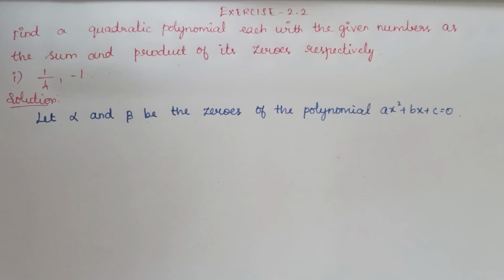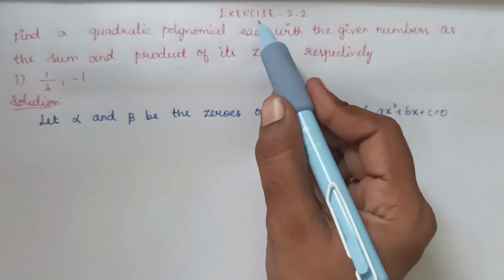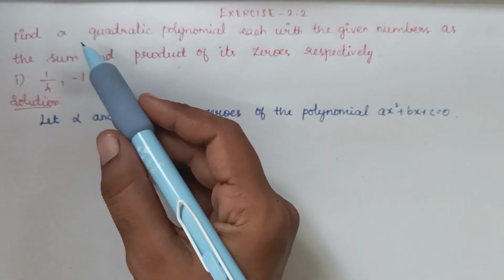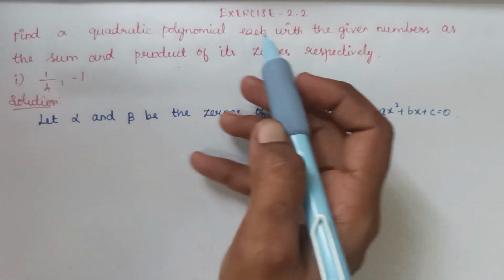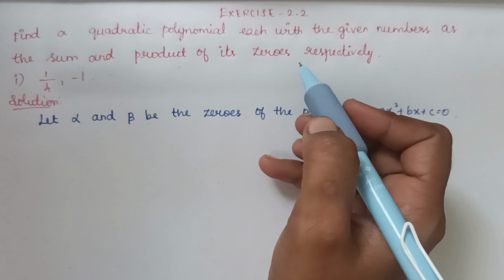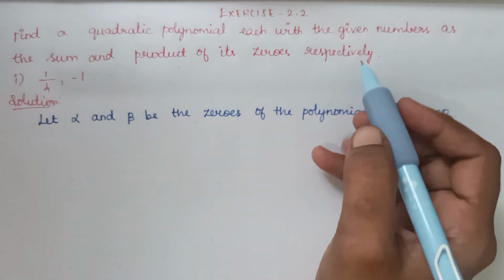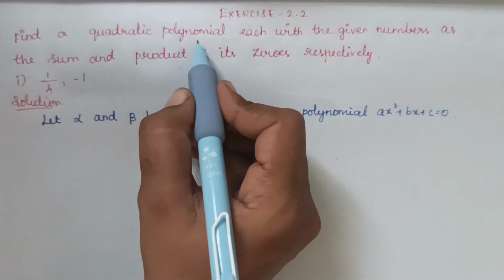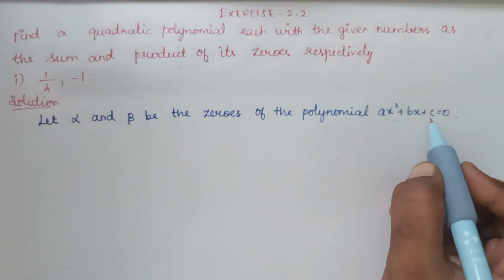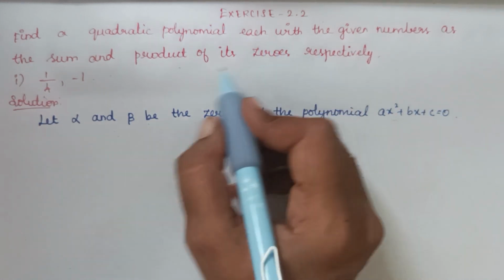Hi, today we are going to see class 10 NCERT Maths Exercise 2.2 second sum. Find a quadratic polynomial each with the given numbers as the sum and product of its zeros respectively. So here we want to find out the quadratic polynomial equation. Okay, so here the numbers are given.